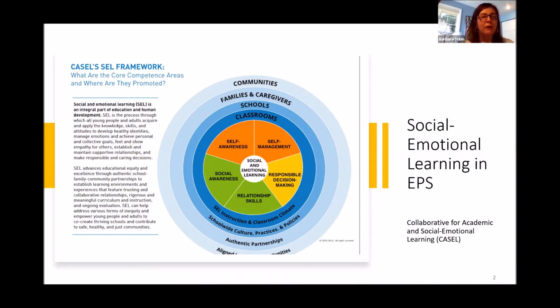SEL can help address various forms of inequity and empower young people and adults to co-create a thriving school and contribute to safe, healthy, and just communities. The CASEL model, which is short for Collaborative for Academic and Social Emotional Learning, has 5 key components, which you'll see in the middle of the circle: self-awareness, self-management, responsible decision-making, relationship skills, and social awareness. So it's a complex and far-reaching concept.